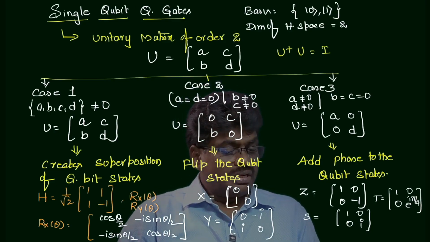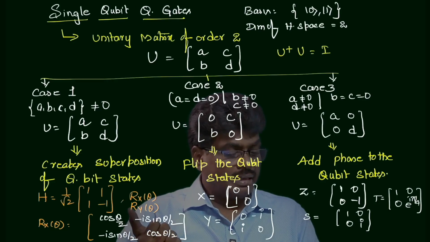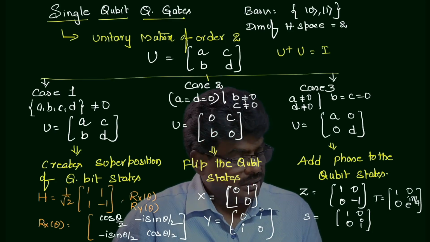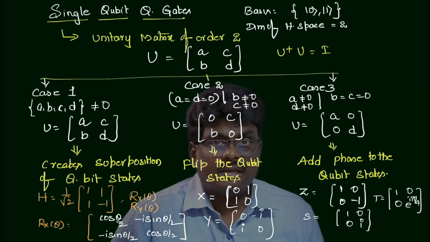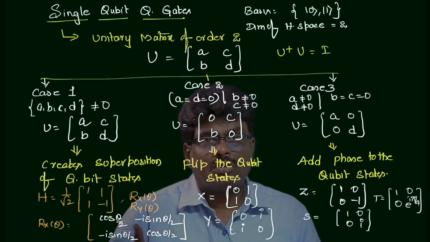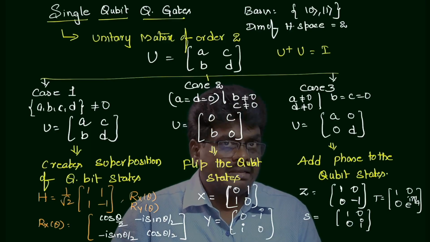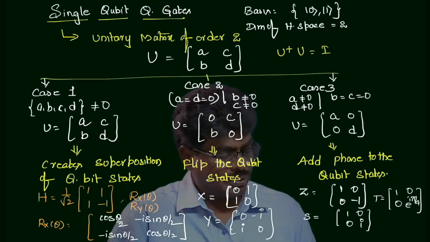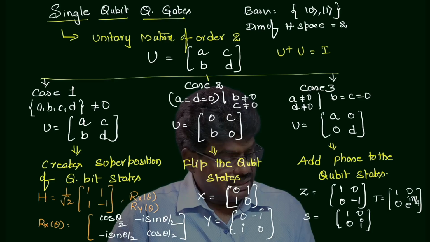So this Z gate will add a phase of pi to the qubit state. And here S, this i is nothing but e power i pi by 2, and the T gate will add e power i pi by 4 phase to the one state. That means whenever the qubit state is on, it will add that phase. If it is in the off state, it won't add any phase. That's the point.